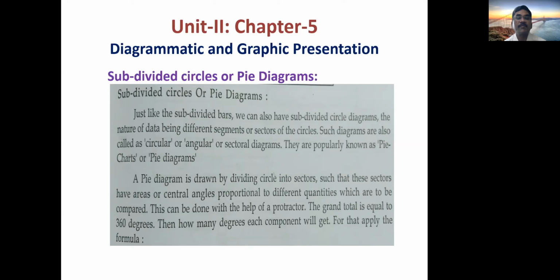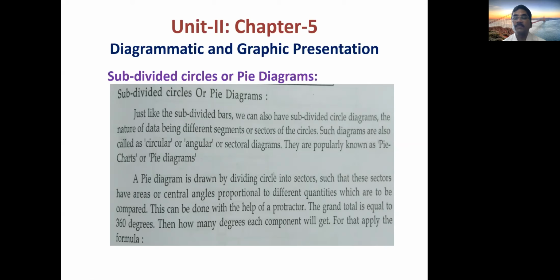What do you mean by subdivided circles or pie diagrams? Say, for example, subdivided bars. We can also have subdivided circle diagrams, the nature of data being different segments or sectors of the circles. For example, if you take a circle, on the basis of the characteristics of the data, the circle will be segmented.